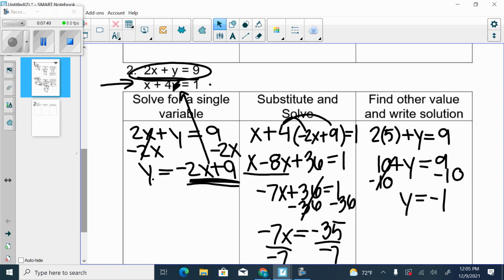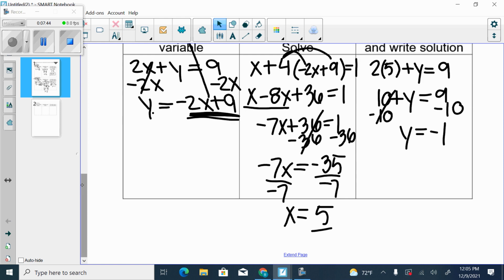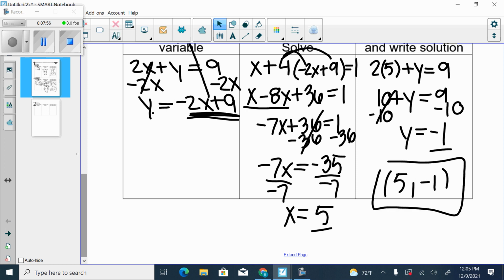Okay, so we found x, and now we've also found y. Last step is just to write those 2 things as a coordinate point. We always put our x first, so our point is going to be good. Right.